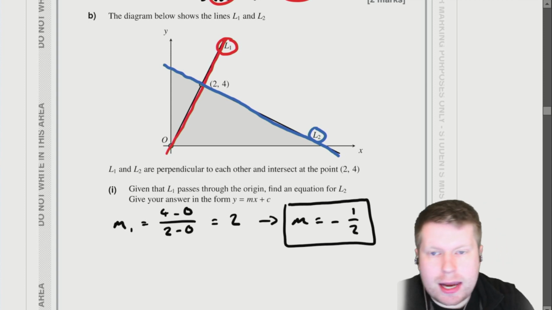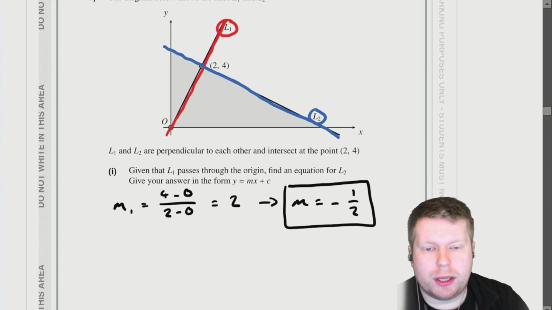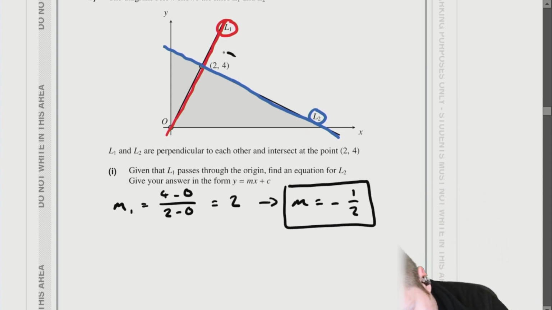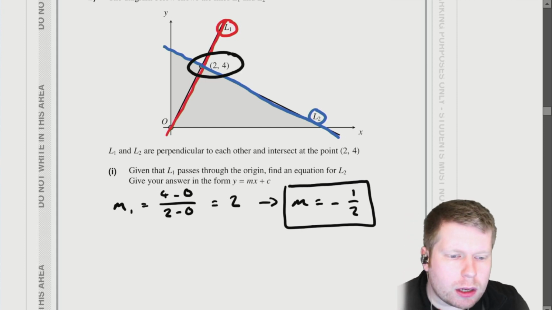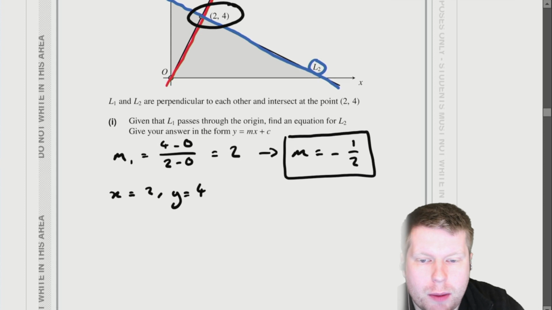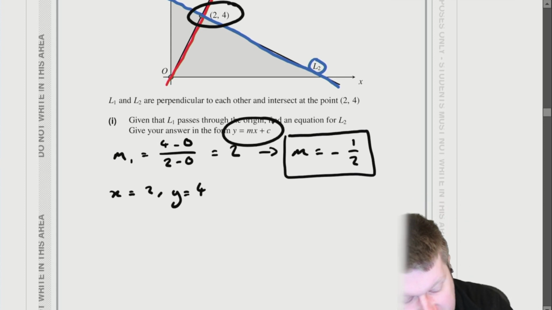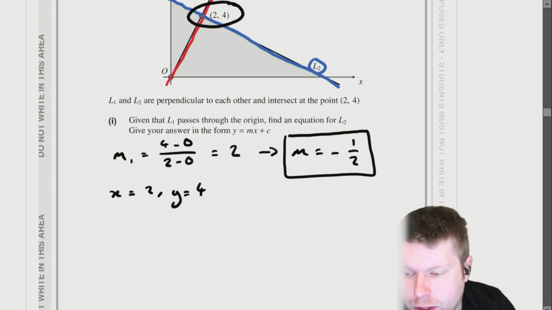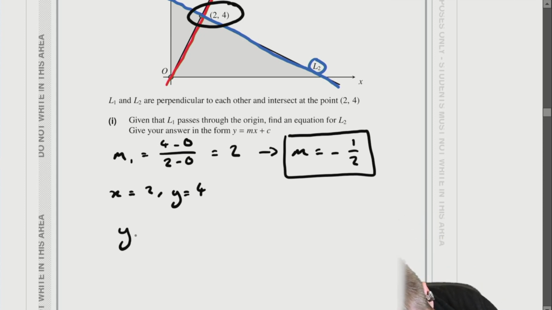And then I just use a fairly standard line equation to figure out what the equation of L2 is, because I know that 2, 4 lies on the line L2. So as a result, I have m is equal to -1/2, x is equal to 2, and y is equal to 4. Let's put all this together, and we'll actually use y equals mx plus c because it's asking for y equals mx plus c in the question. So I can say y, in this case 4, is equal to m, which is -1/2, times x, which in this case is 2, plus c.